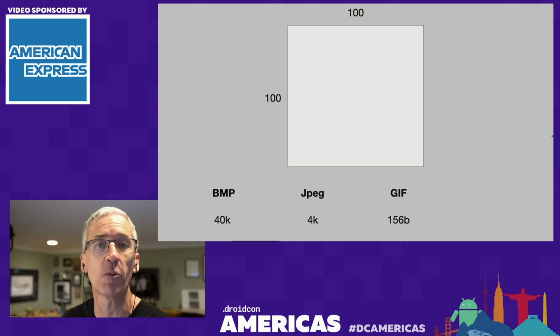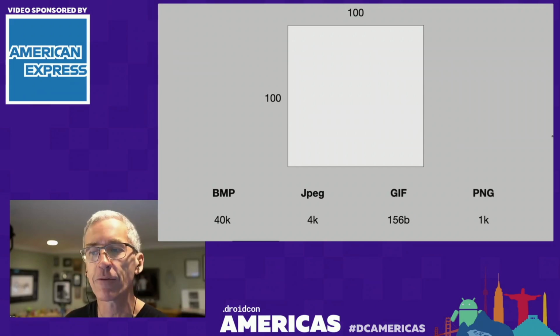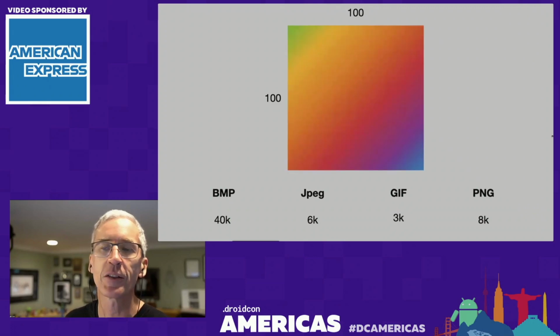It's knowledgeable about what's going on in there. Hey, there's only a single color. We could probably store this in a much more efficient way. PNG turns out a little bit better than JPEG, not as big as GIF for this particular example. Let's take a look at a different example.